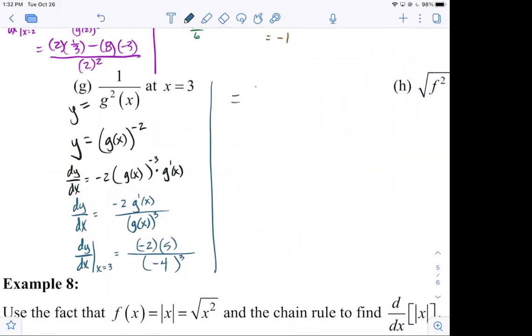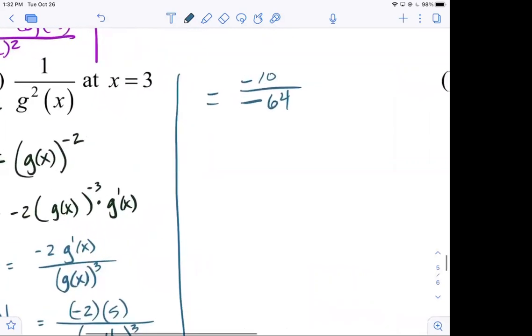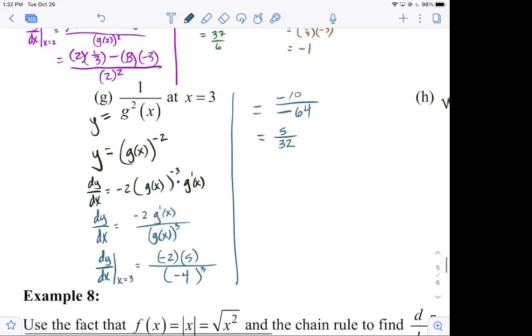-2 times 5. Let's see. Oh, that's -10. I'm good at that. And then -4 cubed. It's going to be a negative number, right? A negative to an odd power is negative. So 16 times 4, 64. And now the negatives divide out, so I'm back to a positive number. And then I can pull out a common multiple of 2. So we're left with 5/32. Beautiful. That's the slope of the tangent line of that function there. That's its instantaneous rate of change.